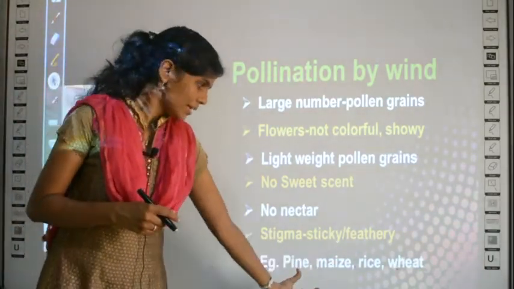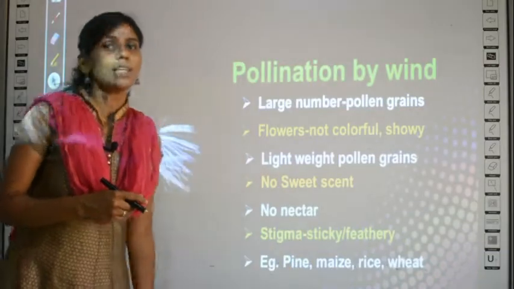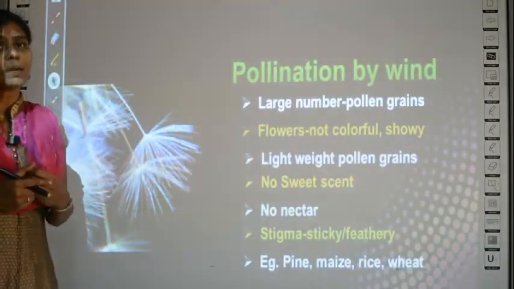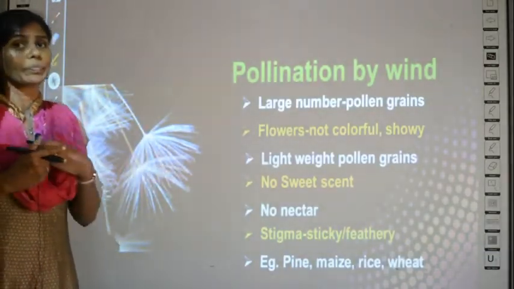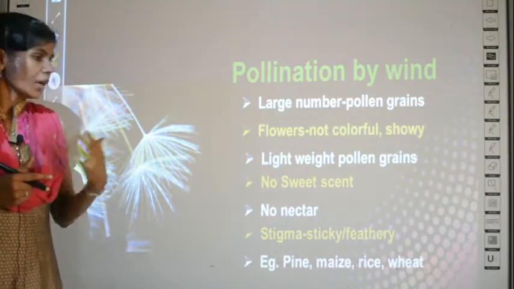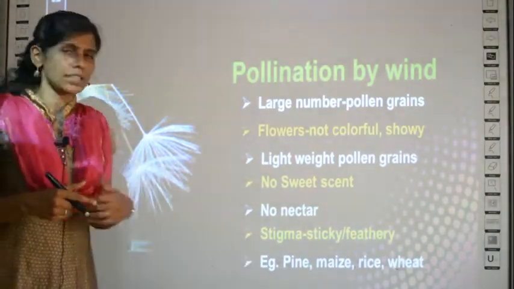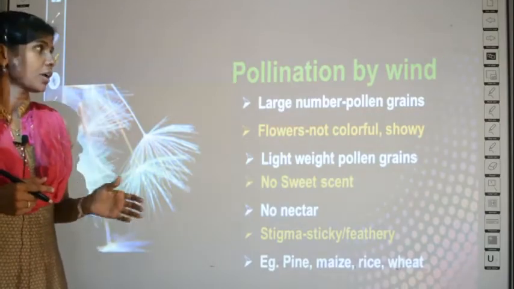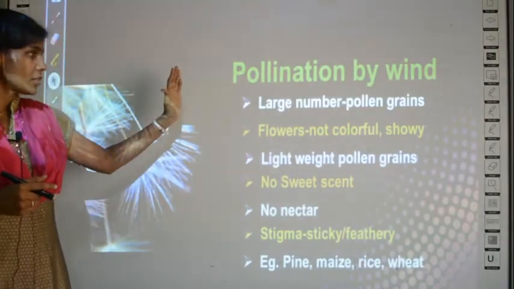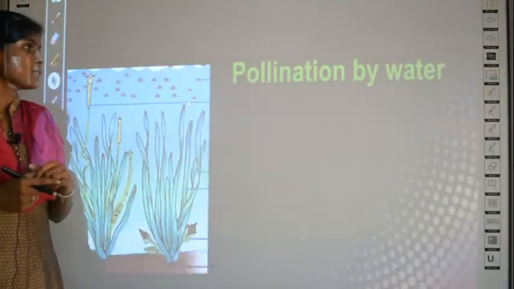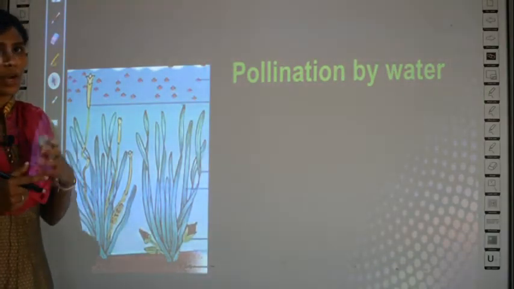Pine, maize, rice and wheat pollen grains can be transmitted by wind. They all have wind pollinated flowers. So this is all about pollination by wind. One more pollination we have to study is pollination by water.